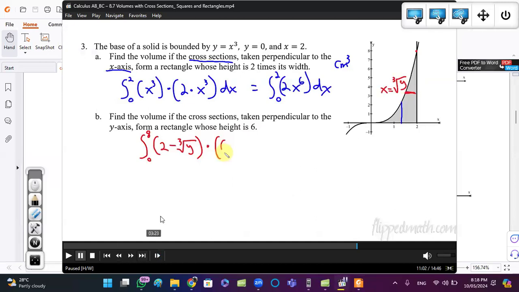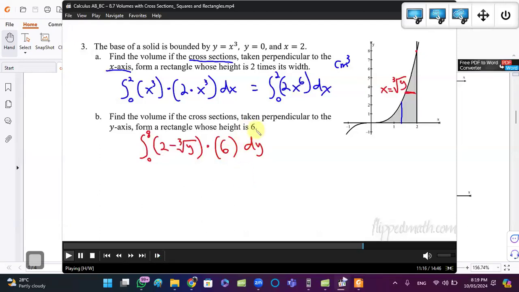Now look here. It doesn't say 6 times the width. Like up here it said 2 times the width. It's just 6. Pose it like that with respect to y. But if he says 6 times the width, we multiply the width also. That's what I've got for my integral setup.